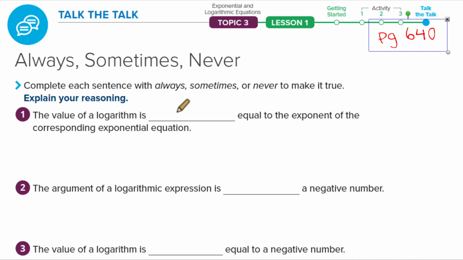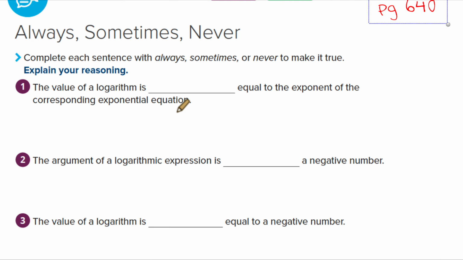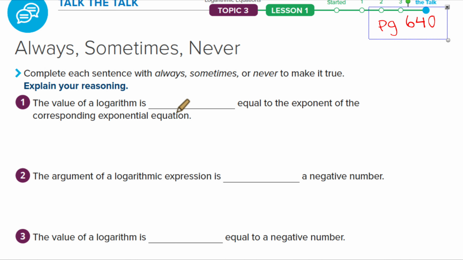All right, last part, always, sometimes, never. I'm going to do 3 of these, but then the rest will be for your homework. Complete each sentence with always, sometimes, or never to make it true. The value of a logarithm is blank equal to the exponent of the corresponding exponential equation. Well, we know that logs are exponents, so this one's going to be always true.